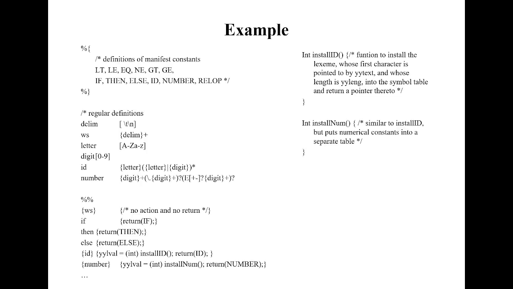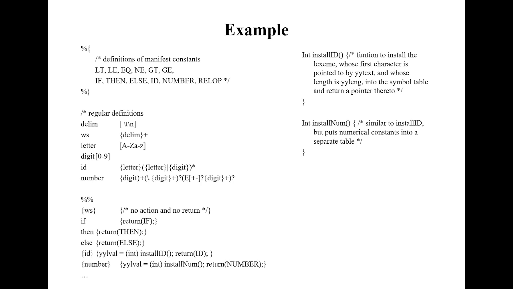Now, let us see an example, right? So, we are going to find some tokens like less than or equal to, not equal to, greater than or equal to, and certain keywords in the if statement. If, then, else, then we'll be having the identifier, number, and in the if condition we'll be having relational operator. So that is given as the first part.